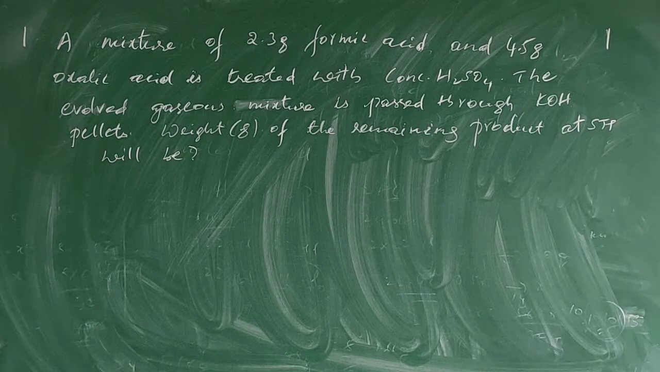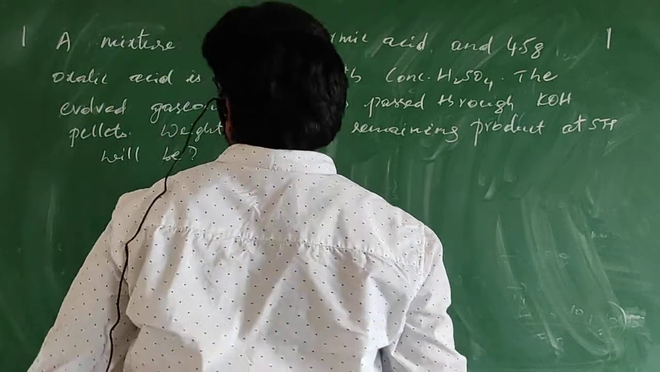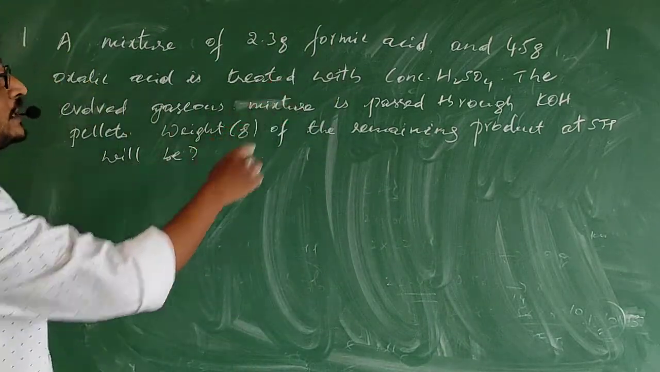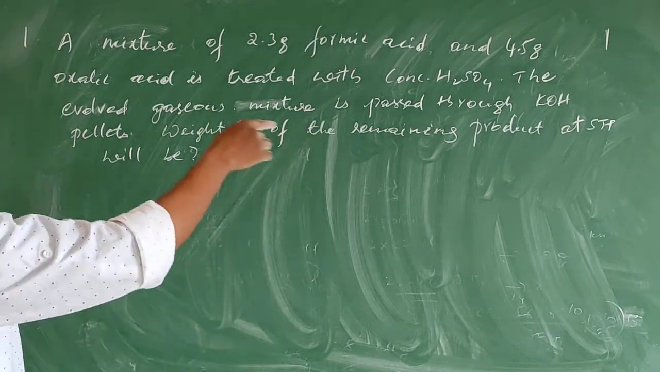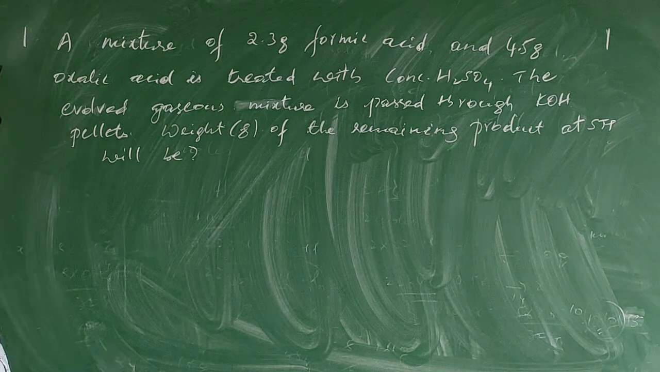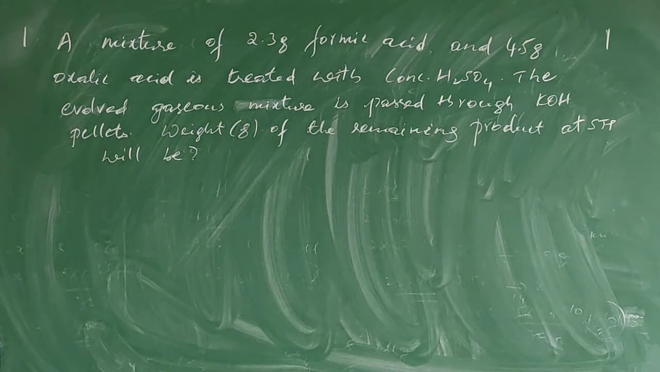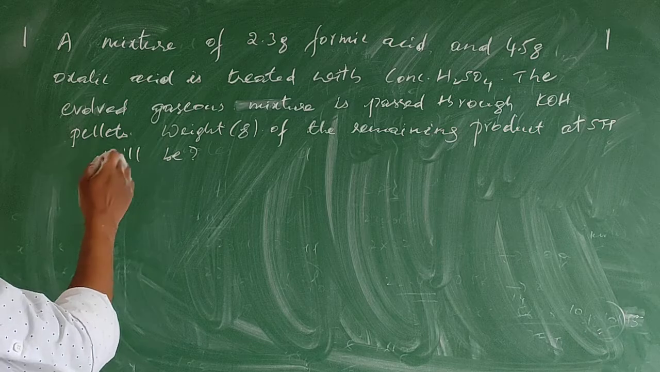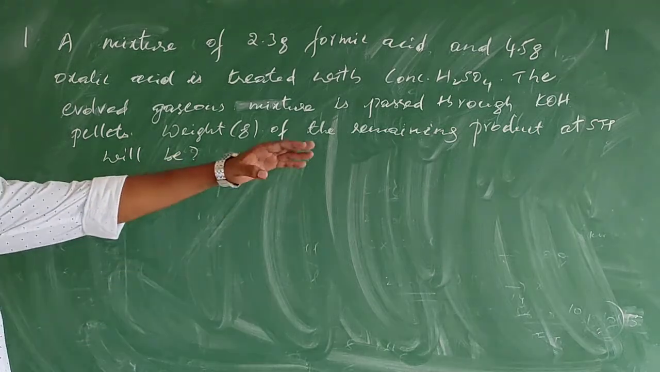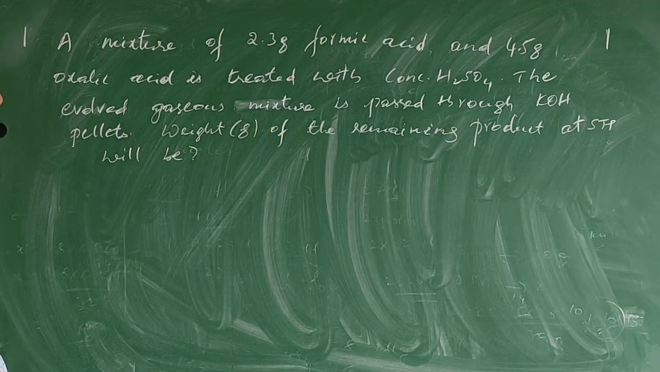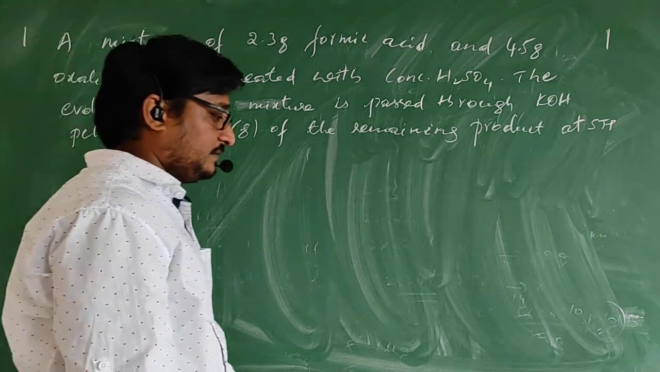Okay, let us see the next question. A mixture of 2.3 gram formic acid and 4.5 gram oxalic acid is treated with concentrated sulfuric acid. The evolved gaseous mixture is passed through potassium hydroxide pellets. Weight of the remaining products at STP will be.